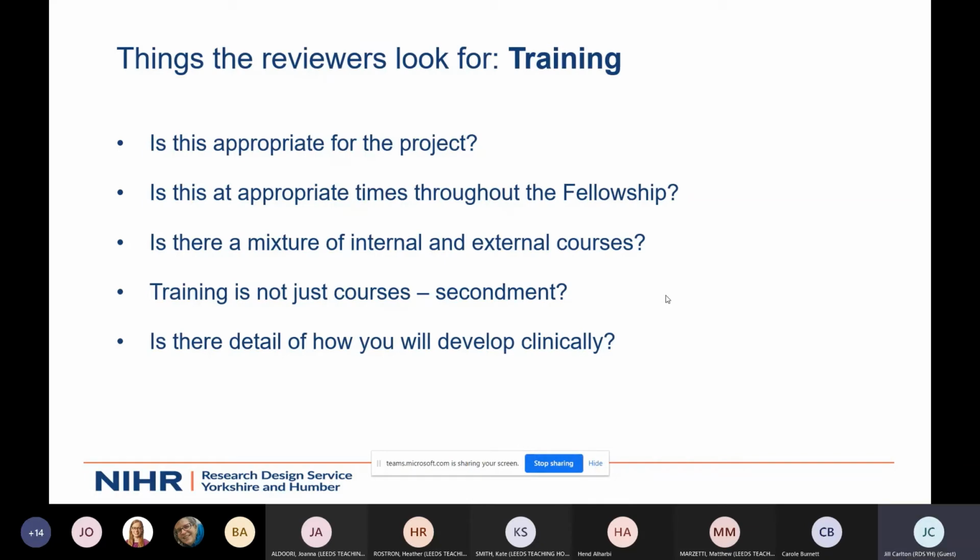And if you are going for a clinical fellowship, they would obviously want to know about what training you've got in there, about how you're going to develop clinically as well as develop as a researcher.